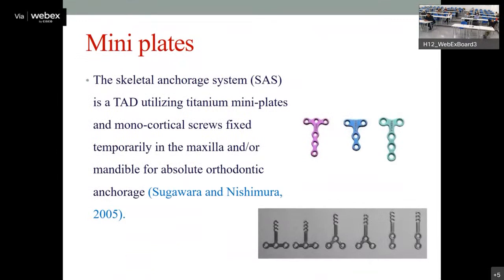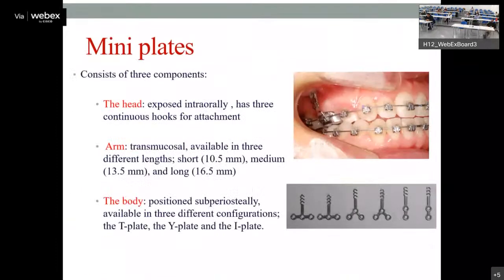The second type is miniplates, which is also called a skeletal anchorage system. These are temporary anchorage devices utilizing titanium miniplates and monocortical screws fixed temporarily to the bone in the maxilla or the mandible to provide absolute anchorage. The idea of these miniplates actually came from the plates of orthognathic surgery. They use plate and screw to fix the bone cut in orthognathic surgery. So the idea came from that.